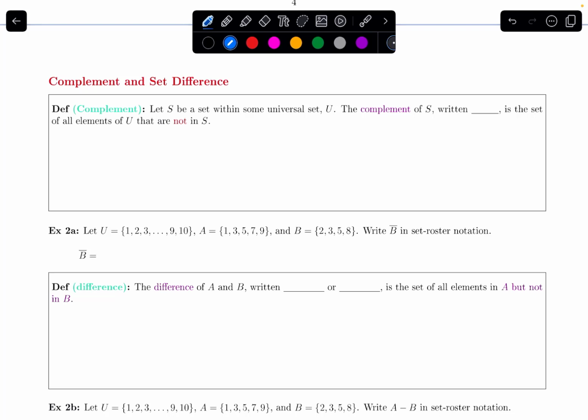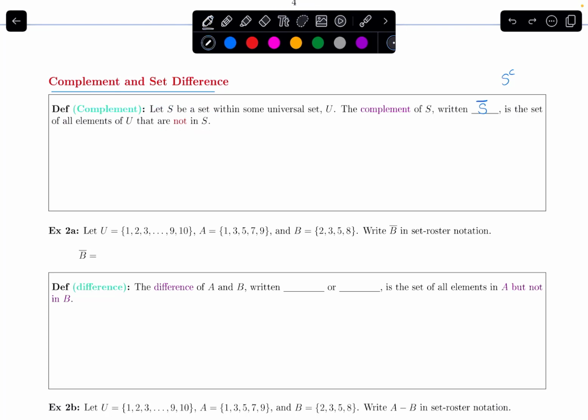In this video, we'll talk about what a complement and set difference are. So let's start with the definition. Let S be a set within some universal set U. The complement of S is written with an S with a bar on top of it, or sometimes you'll see it written as S with a C as an exponent. That stands for the word complement. The complement is the set of all elements in U that are not in S.